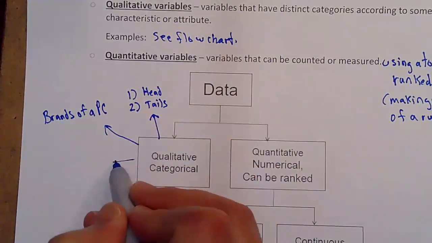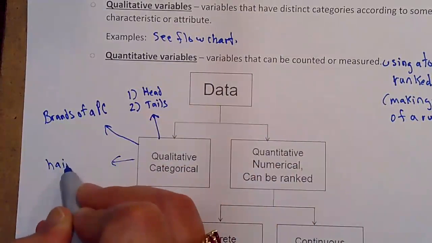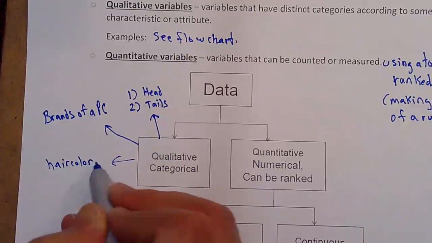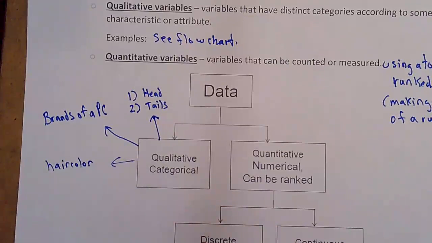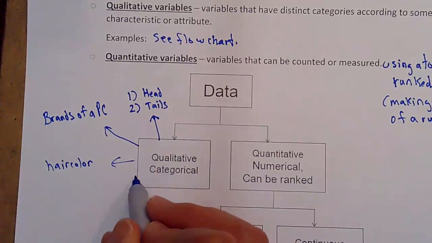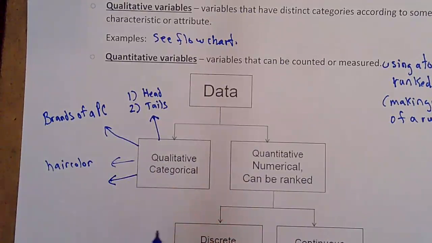And then also I can put hair color, for example. Anything that involves color, okay? So like for example, hair color. So you have redheads, right? Blonde, brunette. These are, for example, this hair color idea. And so remember we're doing qualitative. So variables that have distinct categories according to some characteristic or some attribute.